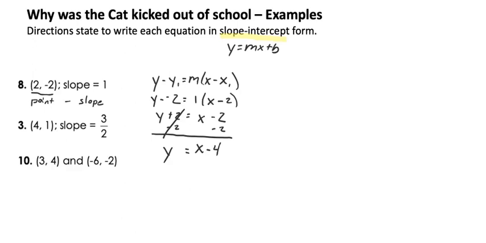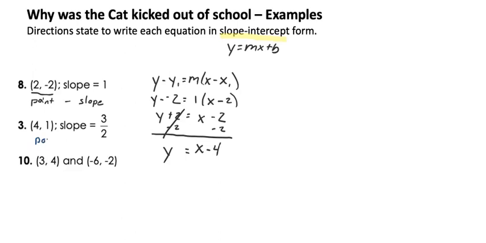So be careful when they ask you. They're going to ask you to turn everything back into slope-intercept form. You need to take it from point slope, enter your data, and then simplify and solve. So let's take a look at another example. We'll look here at number 3.